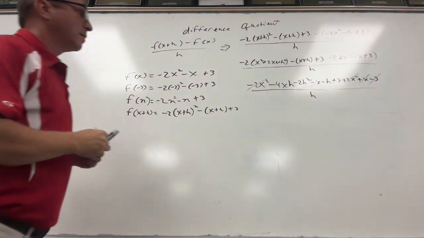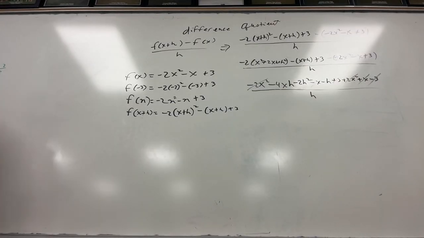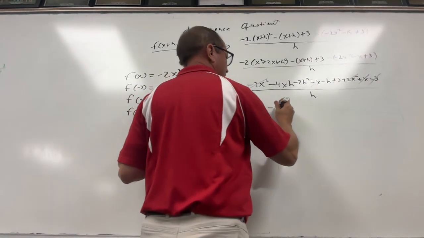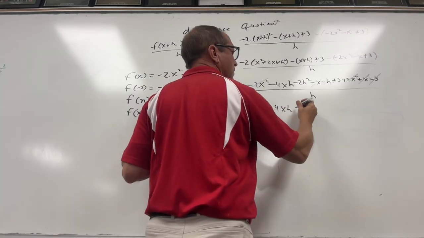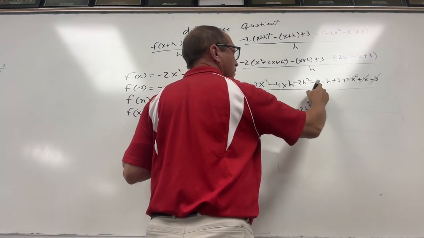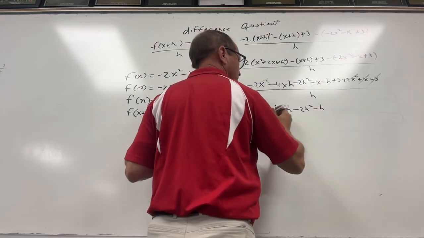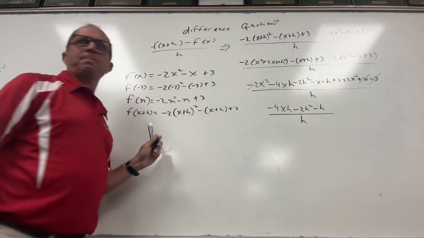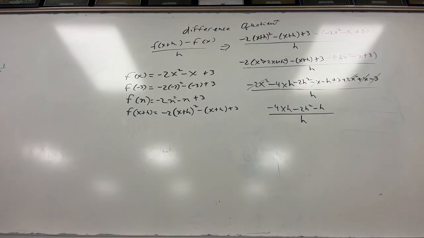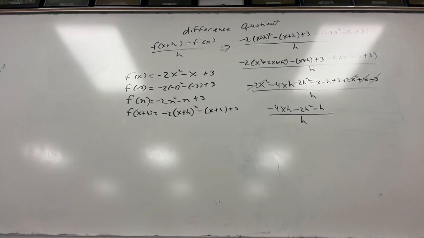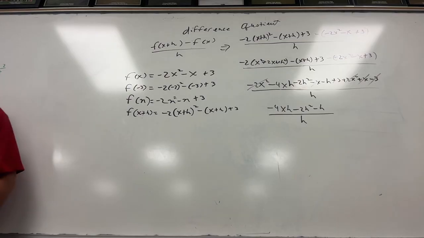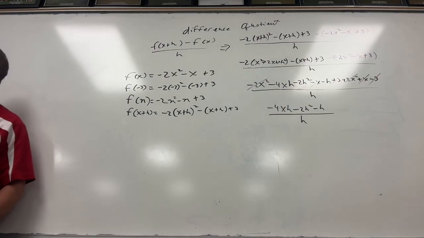All right. So now what are we left with? Well, we're left with negative 4xh minus 2h squared minus h over h. All right. Now, one more thing can happen here. Does anything jump out at you from what's on the board here? Can you take h out or something?